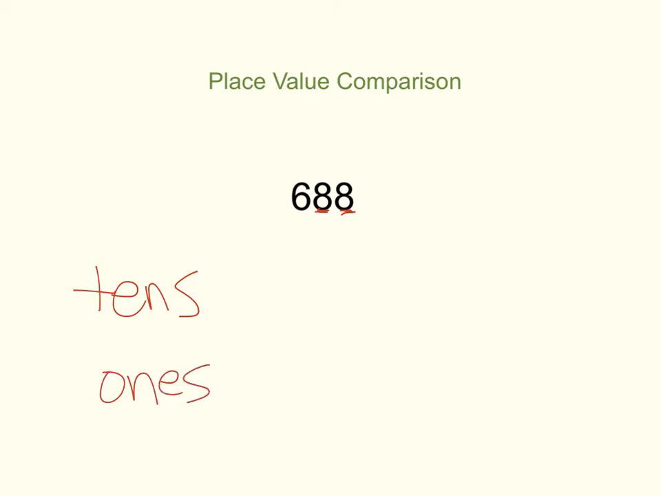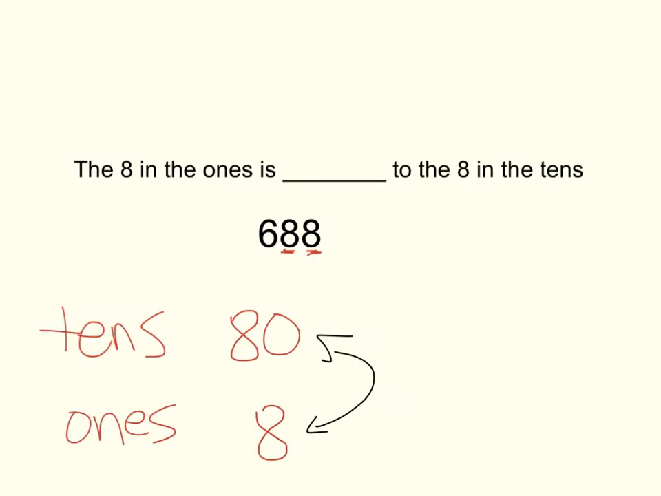The 8 in the ones is worth 8. What's the 8 in the tens worth? It is worth 80. So we can look at how the values of these numbers compare to each other. We're going to look at this phrase and see how we can tweak it to make it easier for us to understand. The 8 in the ones is blank to the 8 in the tens.